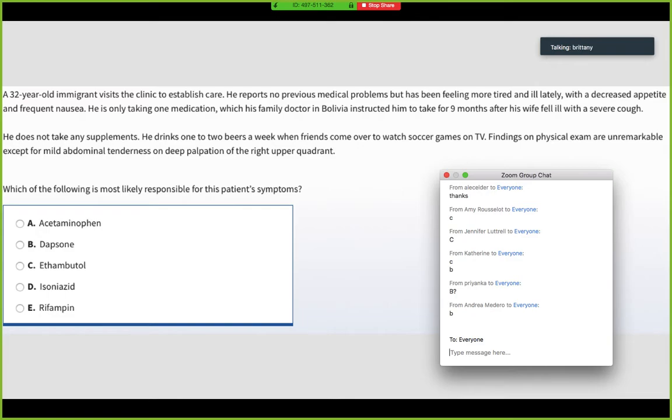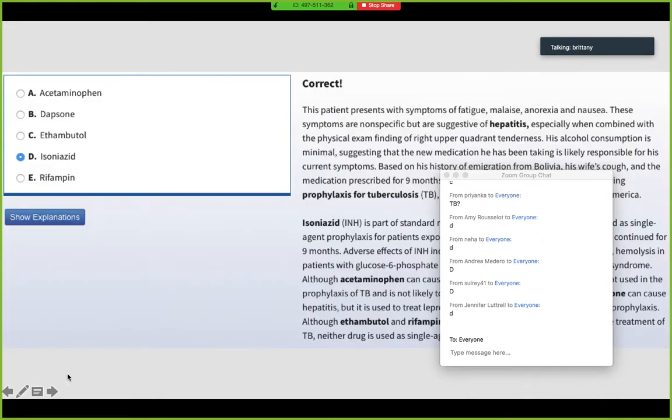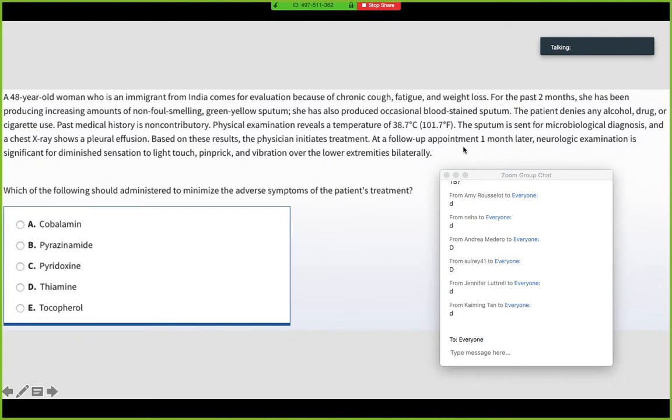So what do you think his wife had or has? Right, she has TB. So he's being treated prophylactically for TB. So what is the one agent you can use for prophylactic TB treatment, right? Great, good job, you guys. Okay.